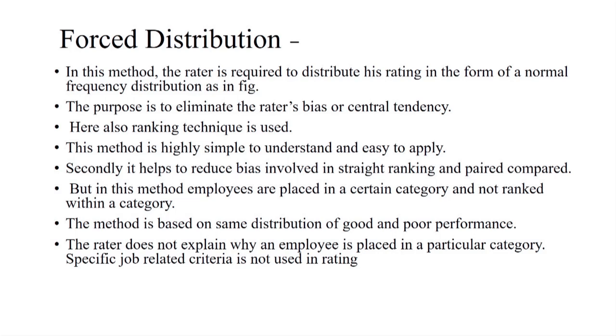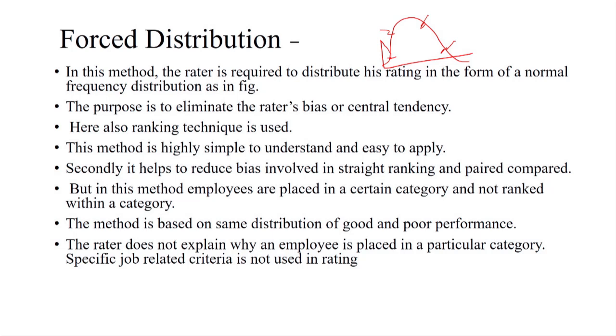Then another traditional method of performance appraisal is known as forced distribution. In the case of forced distribution, it is a method where the rater is required to distribute his rating in the form of a normal frequency distribution. Now this figure is in the next slide. This is more like a bell shape. So once we have a bell shape, somebody will be ranking here, somebody here. Somebody's performance will be very, very good, somebody's performance will not be that good. So it's in a kind of bell-shaped diagram where we have the frequency.